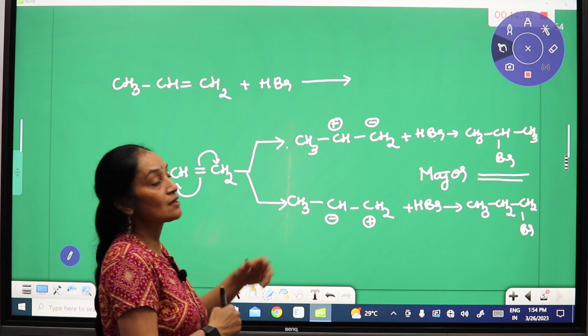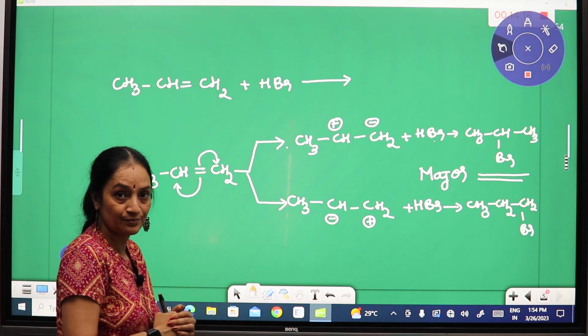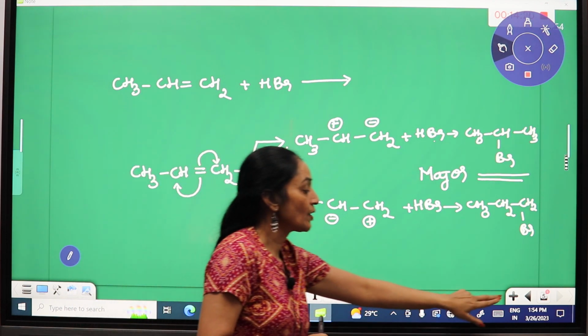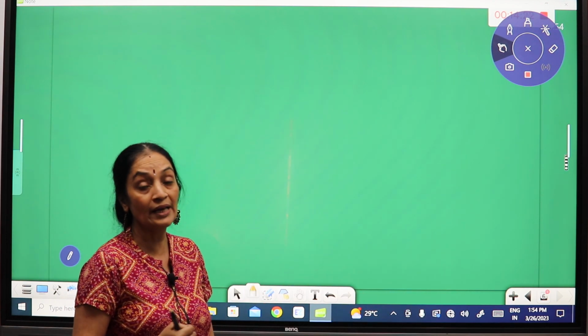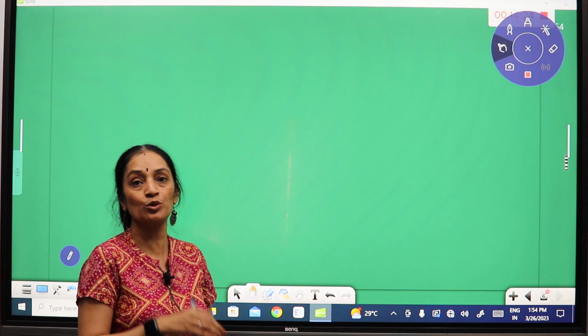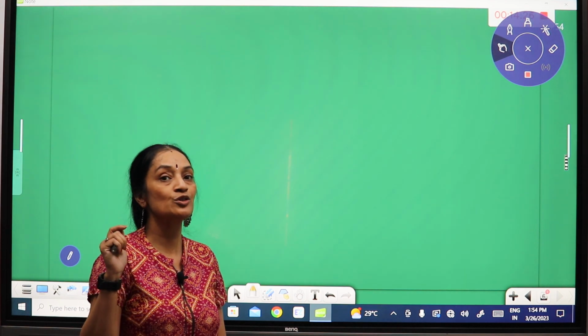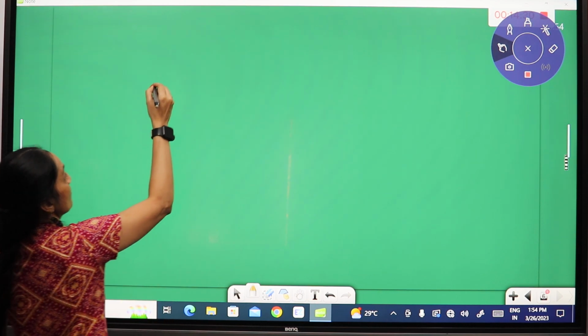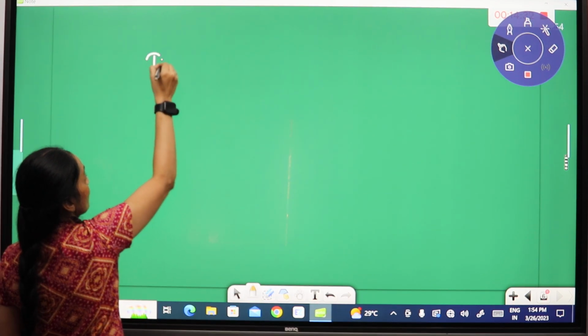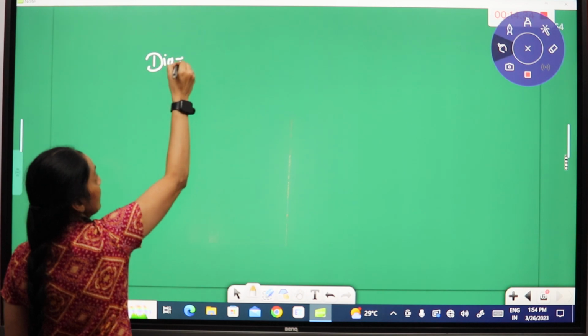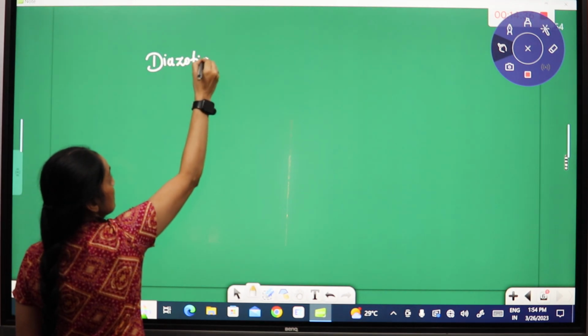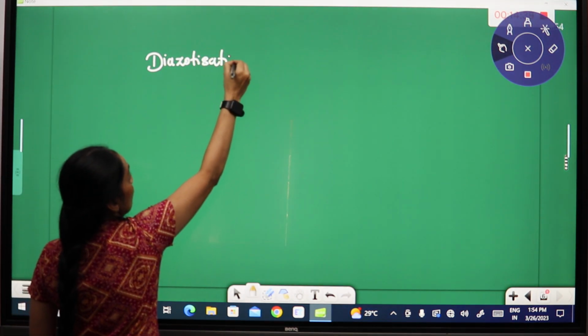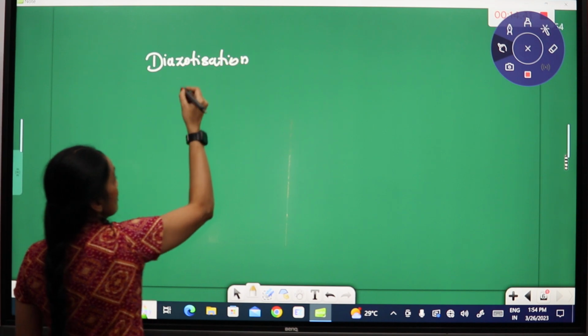Okay. So, this is our second preparation. If we are studying haloarenes, since the chapters are both haloalkanes and haloarenes, we are going to study something related to haloarenes. In haloarenes, the first one we call diazotization. Now, what exactly is this diazotization?